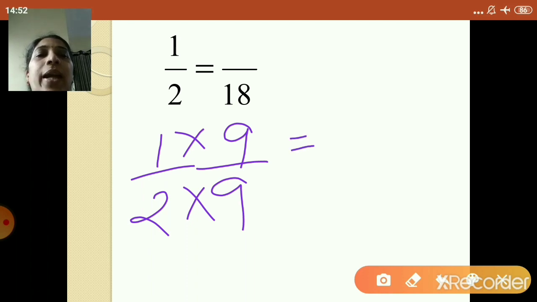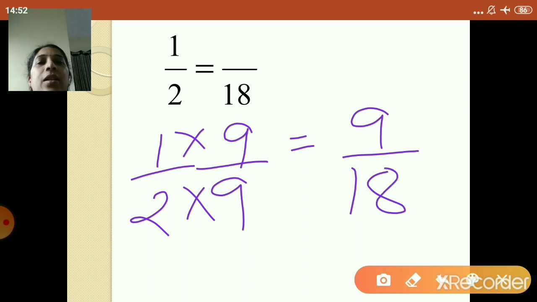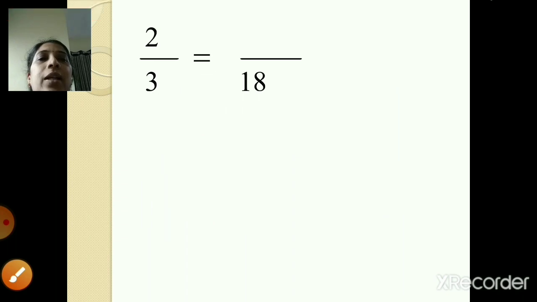So what do you get? Answer 9 upon 18. So your denominator is 18 and what is your answer? Is 9. So box is your 9. So 1 upon 2 is equal to 9 upon 18 is your equivalent fraction. Right, children? So let's move to the second one.